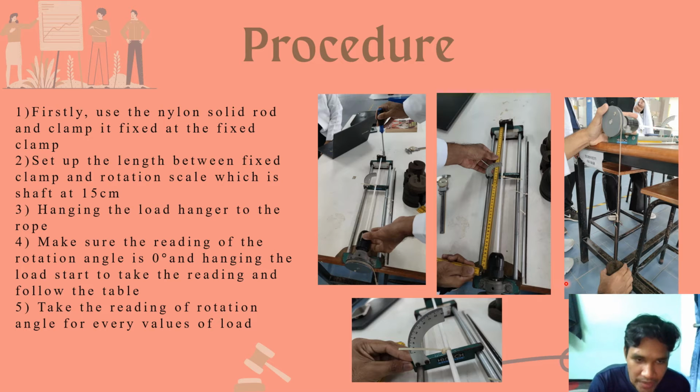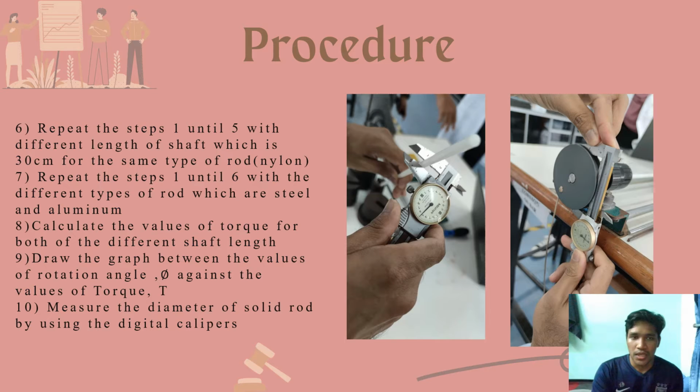Next, take the reading of the rotation angle for various values of the load. Then repeat steps 1 to 5 with a different shaft length, which is 30 cm, for the same type of rod, which is nylon. Then repeat steps 1 to 6 for the different types of rod, which are steel and aluminium.